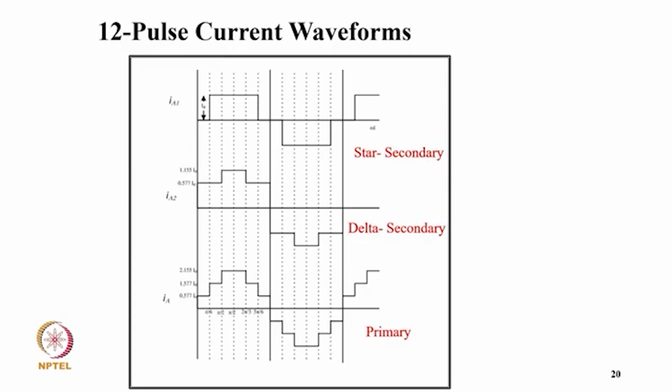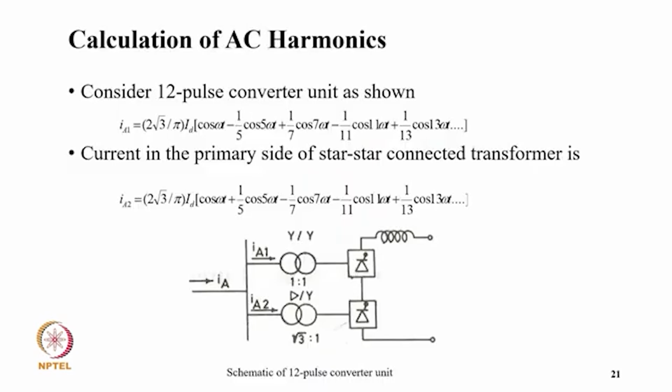I mean, clearly you can see how it looks like a star waveform, which does not have harmonics lower than the 11th. All are eliminated, and then it's the band of 12 plus minus 1. So you will have 11, 13, and then 23rd, 25th order, and so on. So considering the 12 pulse converter unit as shown, IA equals 2 root 3 by pi ID [cos omega t minus 1.5 cos 5 omega t plus 1 by 7 cos 7t minus 1 by 11 cos 11t plus 1 by 13 cos 13t], and so on.